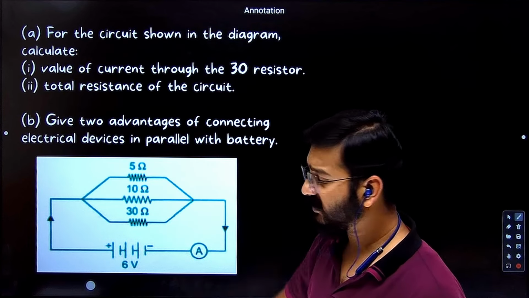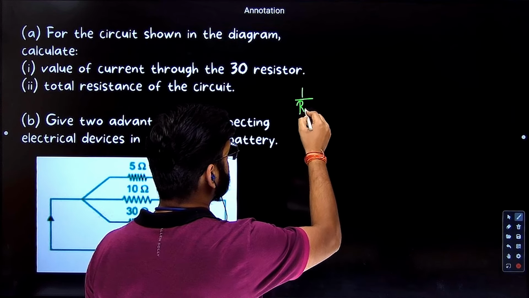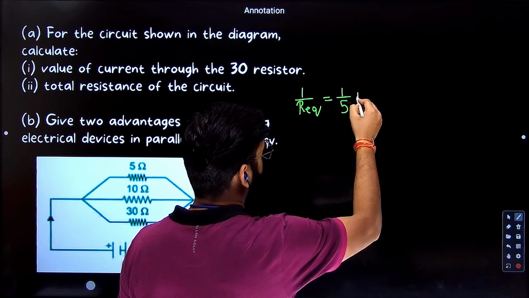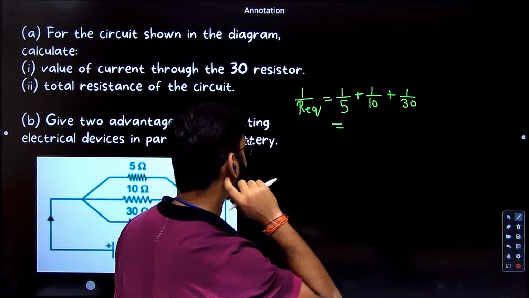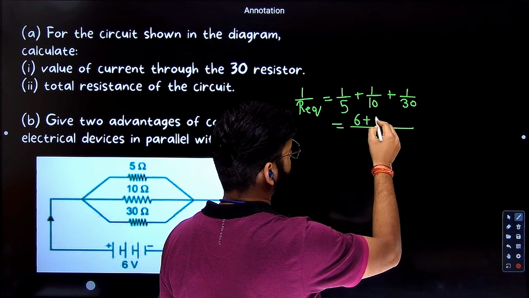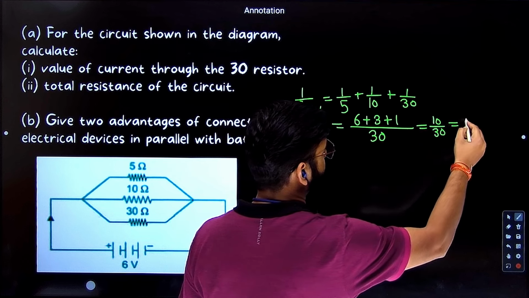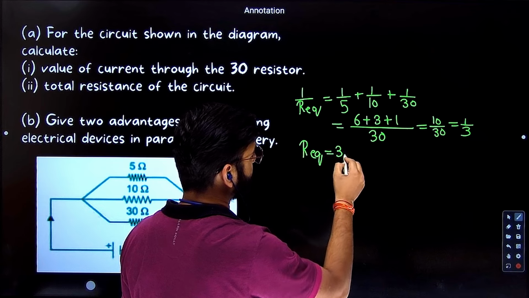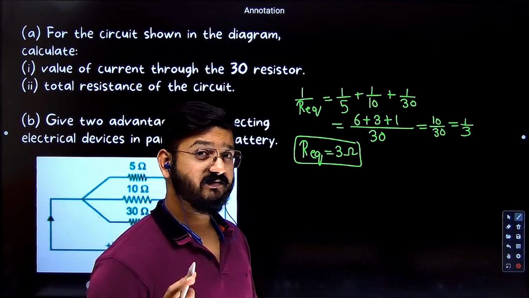As you can see, all three are connected in parallel, right? So we can use 1 by R equivalent equals 1 by R1. So 1 by 5 plus 1 by 10 plus 1 by 30. So what is the LCM of 5, 10 and 30? 30. So 5 sixes are 30, 10 threes are 30, and 1. So this is 10 by 30, which is 1 by 3. So R equivalent will be equal to 3 ohms. Simple funda. That is the total resistance of the circuit.